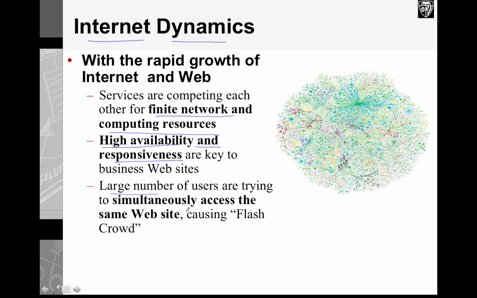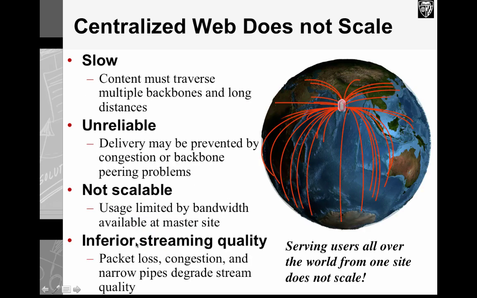A large number of users are trying to simultaneously access the same website. And this happens especially in situations like a flash crowd. Somebody writes something good about your website in Slashdot, or somebody writes something bad about your website in Slashdot, and now suddenly there's a flash crowd coming to your site to see what it is that you're offering or what it is that you wrote. So if you look at the internet dynamics, we want a high quality, highly available, highly responsive site, but there are only limited, finite network and computing resources on the internet.